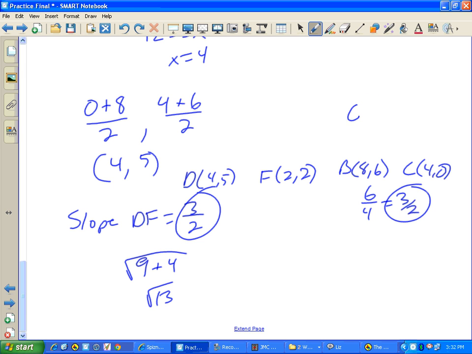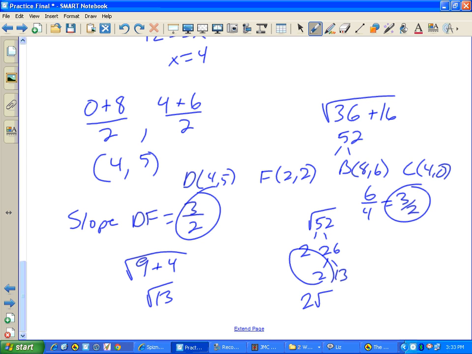So 6 minus 0 is 6. Squared is 36. 8 minus 4 is 4. 4 squared is 16. Add these together and square root. I'm going to get the square root of 52. If I break this down, actually I'll do it down here. 52 is 2 times 26. 26 is 2 times 13. I get 2 square root of 13, which is exactly twice as much as that.